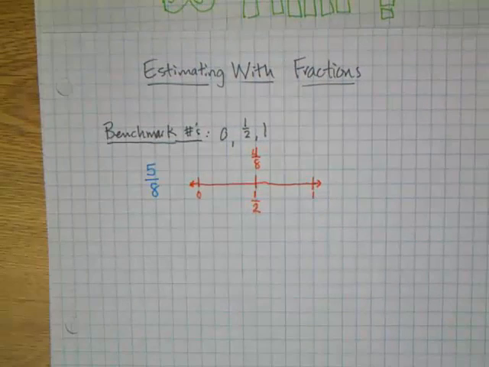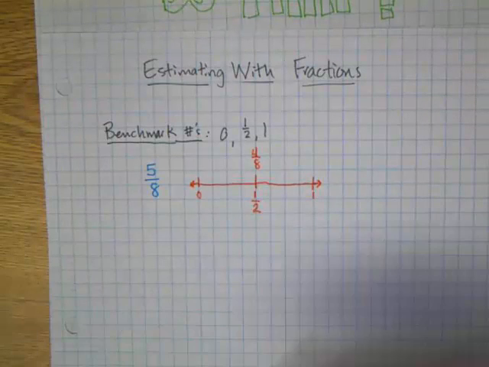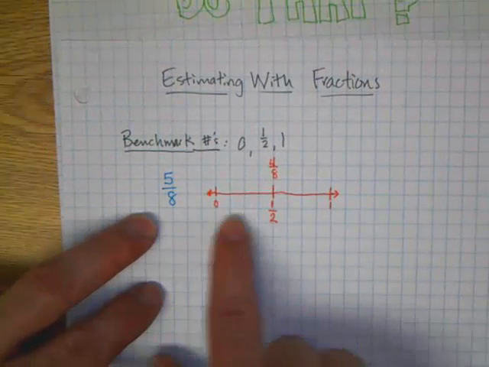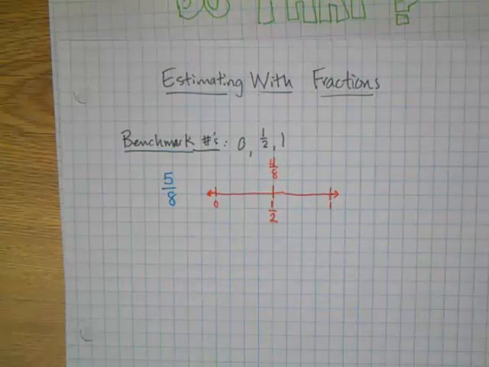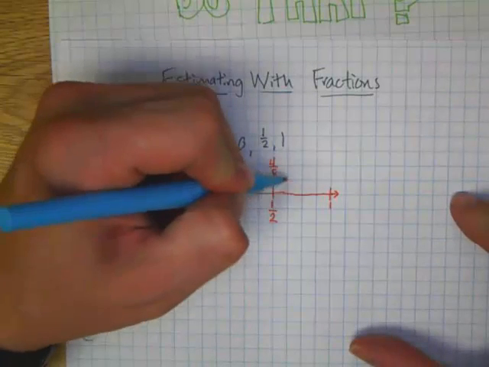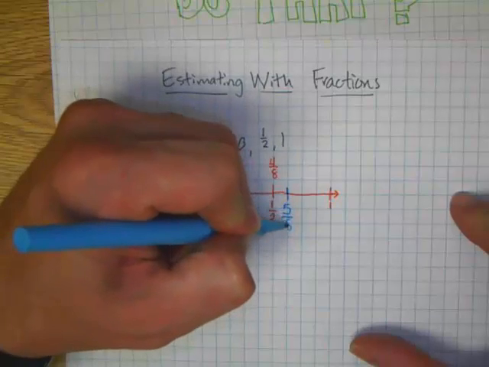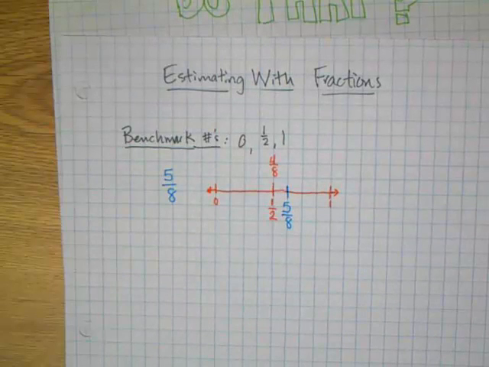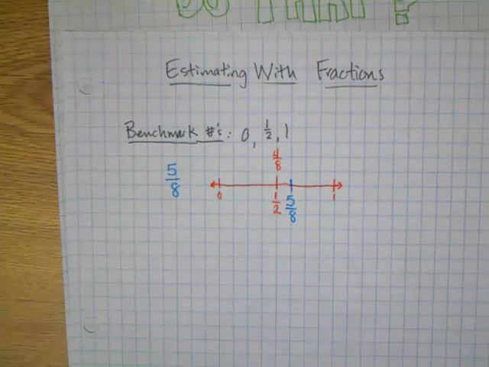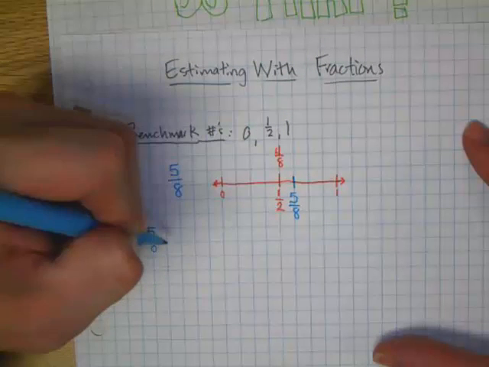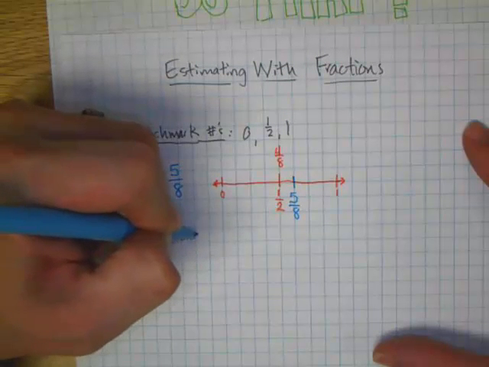So now when estimating, we need to look at where 5/8 is going to fall closer to. To the 0, the half, or the 1? So let's plot our 5/8. So 5/8 is going to go right here. If this is 4/8, this would be 5/8. And taking a look at it, where does that fall closer to? And like most of you guys already know, you're like, oh wow, it's closer to half. And that is correct. So in estimating 5/8, 5/8 is closer to 1/2.